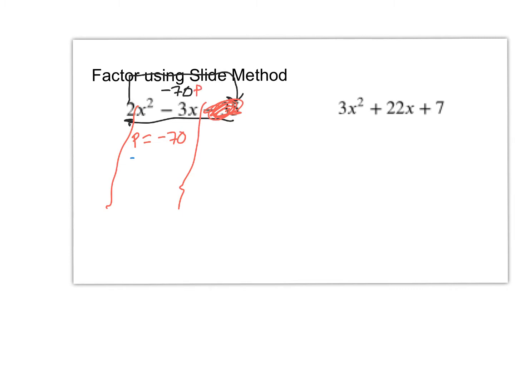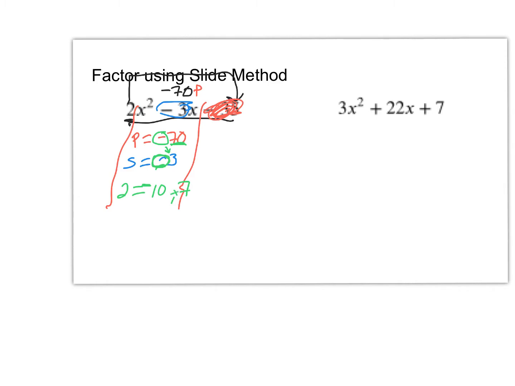The sum is negative 3. So my two numbers that multiply to 70 but subtract to 3 is going to be positive 10, or correction, 10 and 7, right? Because 10 and 7 subtract to 3. Now we have to be careful of our signs, though. I want negative 3. So since this is negative, that tells me the largest piece is going to be negative. This has to be the positive.